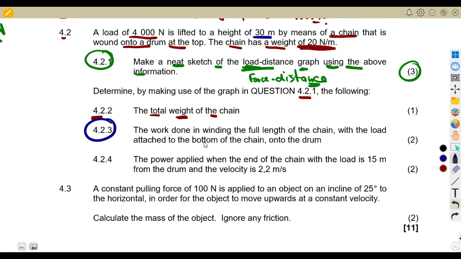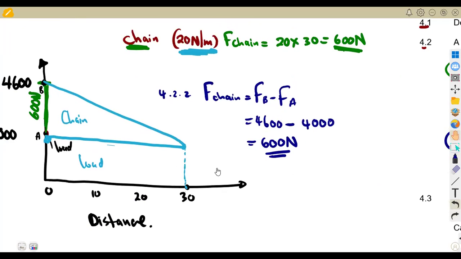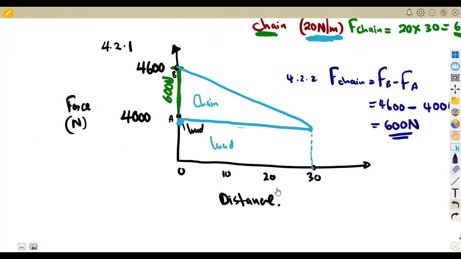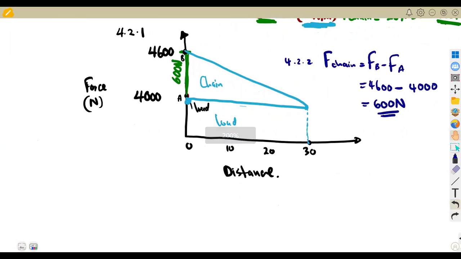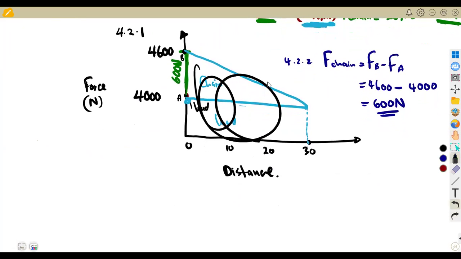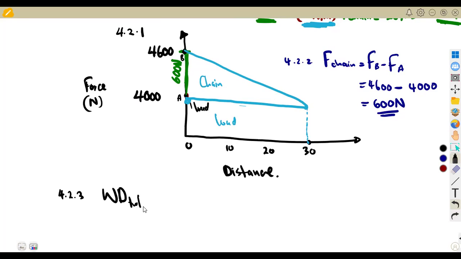4.23, the work done. Take note, the work done in winding the full length, we need to talk about the total length, with the load attached to the bottom of the chain onto the drum. So this is the total work done. When using the full, the total length of the rope also has to be considered. So you consider this as the total work done, which is 4.23. I said this is the work done, considered as the work done of the load plus the work done of what?